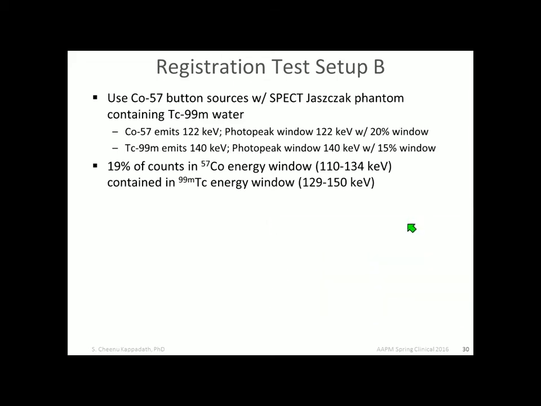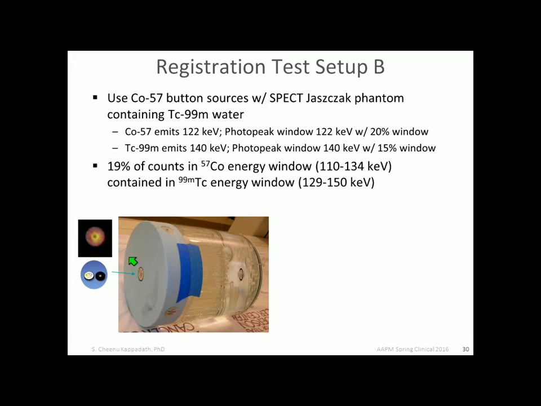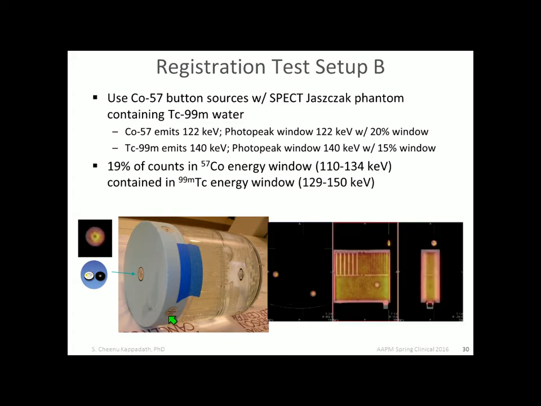So the idea here is, rather than use all these point sources, when we do our annual SPECT scan, why can't we just take some cobalt button sources, attach them somewhere close to the SPECT system, and then acquire an image in the tech window, right? It's one acquisition, and then you reconstruct these cobalt buttons, assuming they're tech, okay? And it works. So this is actually cobalt buttons imaged using a tech window.